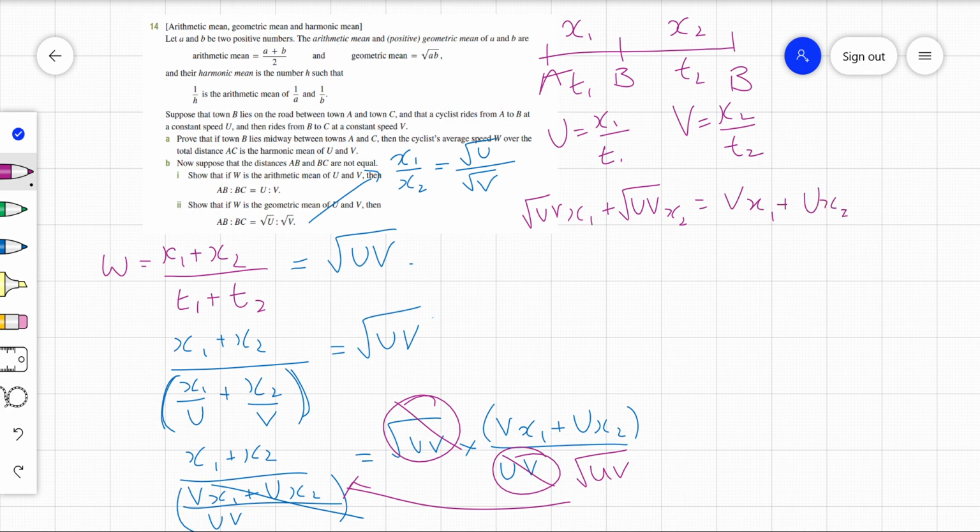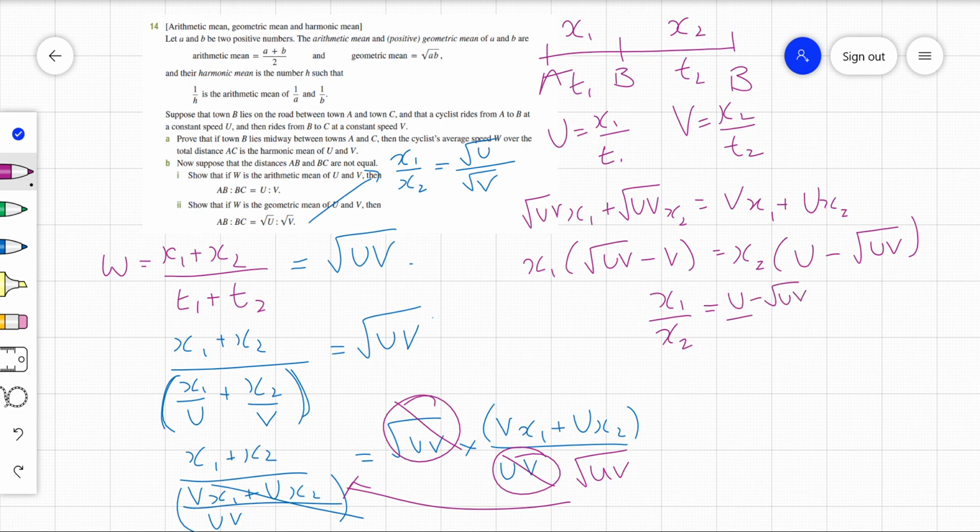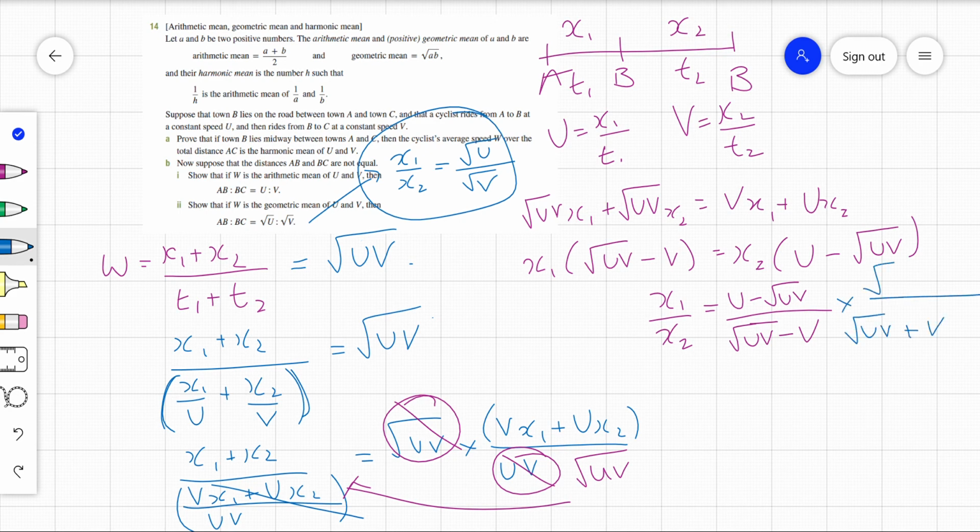So again, if I put all my x1s on one side, I've got the square root of uv minus v, and all the x2s on this side, I've got u minus square root uv. So I'm back to my x1 on x2, which is what I want, and you can see you have u minus square root uv on square root uv minus v. Now that doesn't quite look like what we want yet. But how about we rationalize the denominator? So we'll times both top and bottom by that.